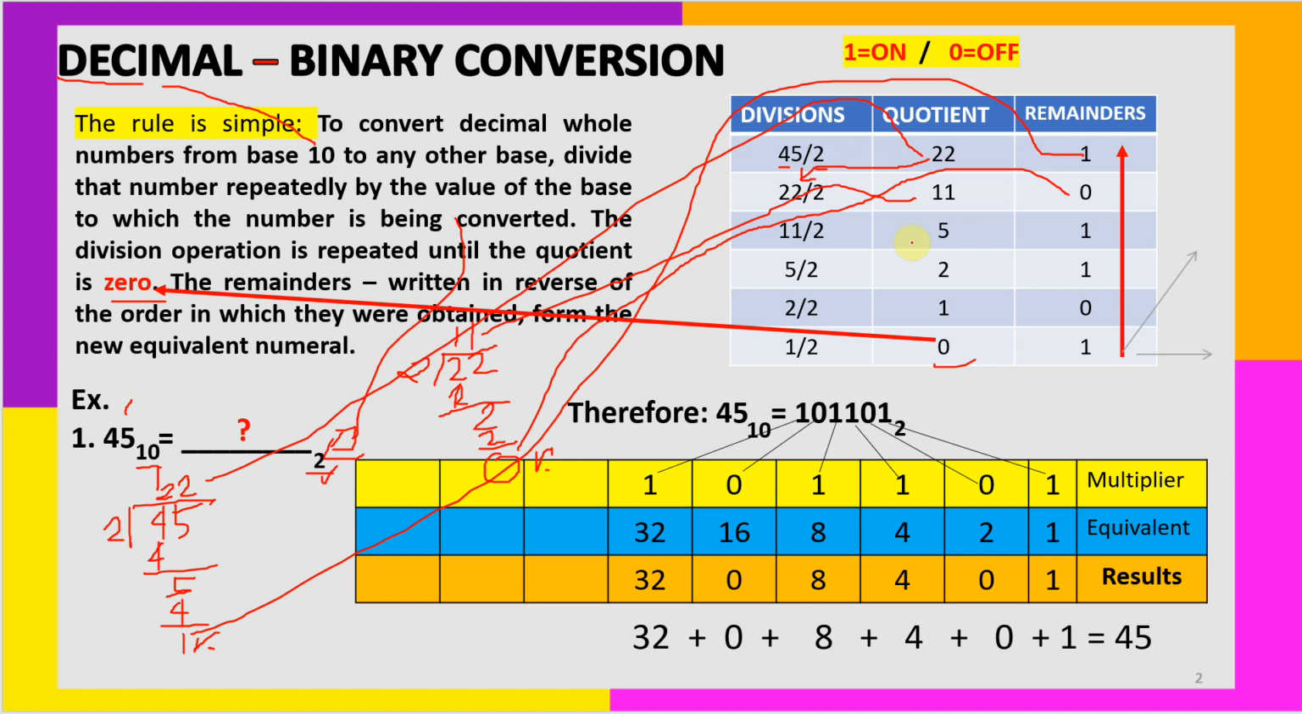Okay? And do the same with the next number. So again, you copy the 11 here. Copy, divide repeatedly. Then simply 11 divided by 2, it's 5. So when you multiply 5 times 2, it's only 10. So there is a remainder 1. So this is correct. Check.